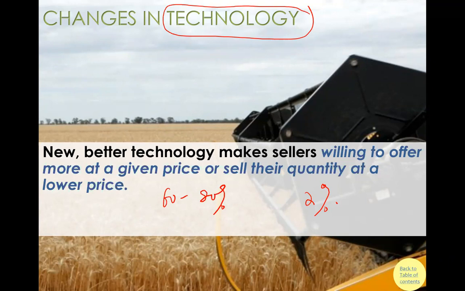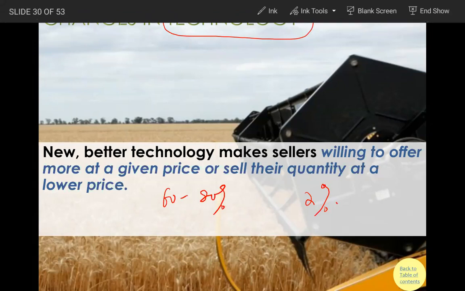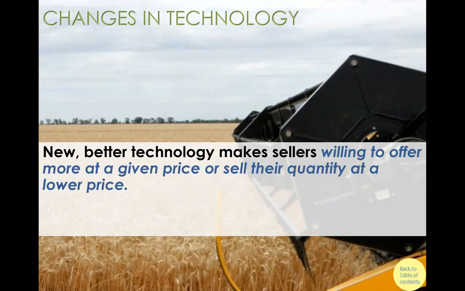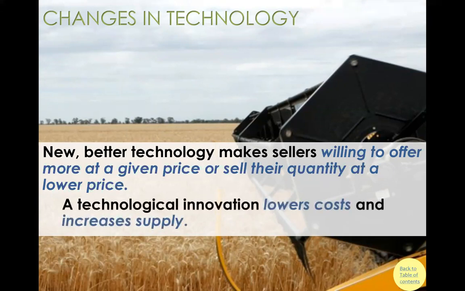What is behind that? It's technology, right? In general, technology makes sellers willing to offer more at a given price, or sell their quantity at a lower price. This is because technological innovation lowers costs and increases supply. There are plenty of examples. Think about the TV, think about cell phone, think about computer. Right? So the supply increases, price decreases. What's behind that? It's because technological innovation lowers the cost of producing a regular smartphone.